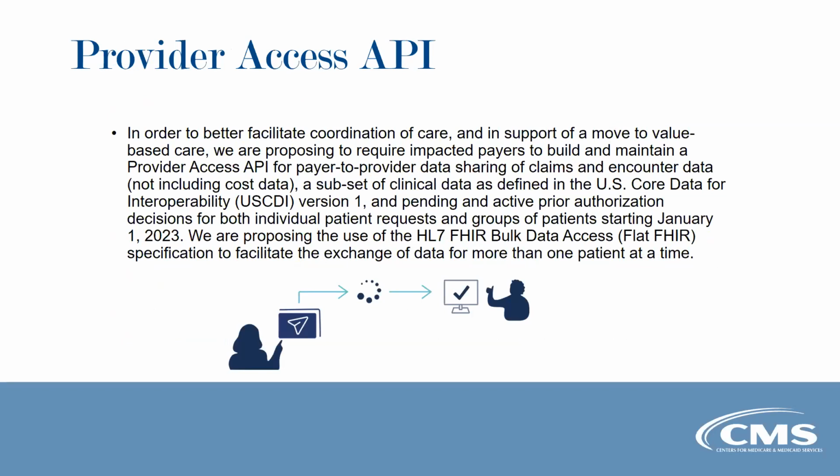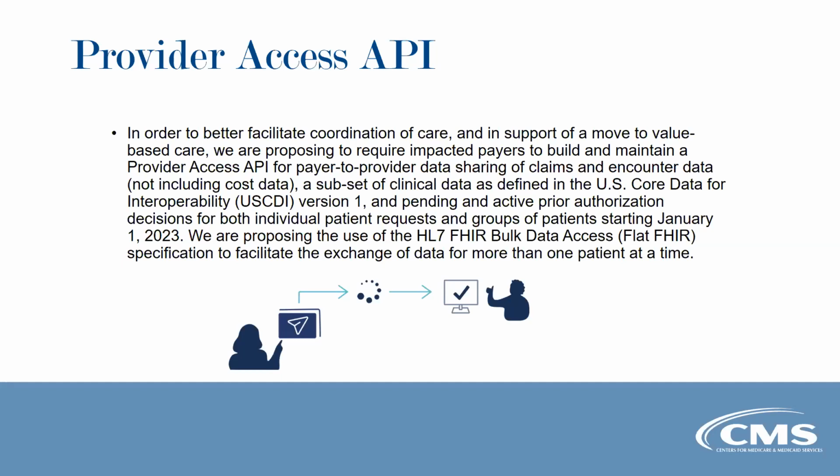So in this proposed rule, we proposed that this data would include the claims and encounter data, as well as the pending and active prior authorization decisions and formulary data for patients. So a clinician can ask for this data from the payer and would have access to it in their EHRs. This API would be implemented on January 1, 2023. And again, this would be for providers to access that data on behalf of their patients.